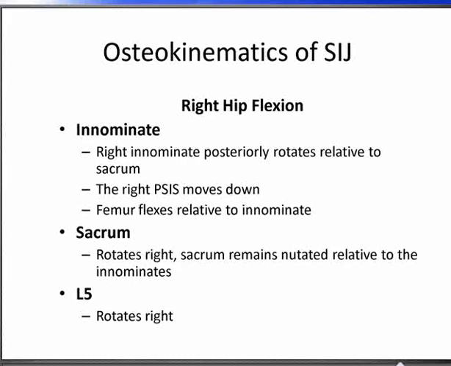The right innominate is said to move posteriorly relative to the sacrum. Think of it as the right PSIS moving down, and the femur flexes relative to the innominate. So they bend their knee up, you're looking at the PSIS moves down relative to the sacrum, and that would be a standing hip flexion test. Sacrum is said to rotate to the right, but again remains nutated. And L5 is said to rotate to the right as well a little bit.